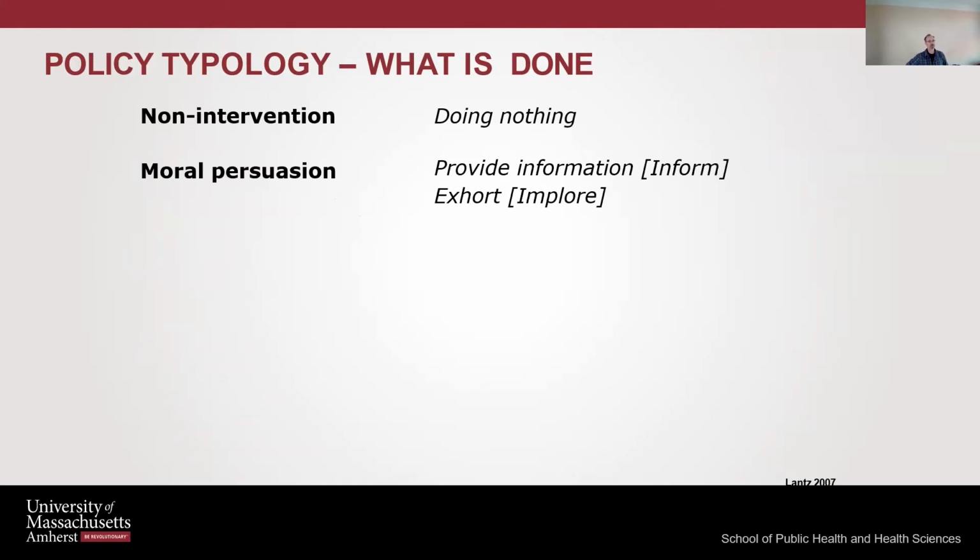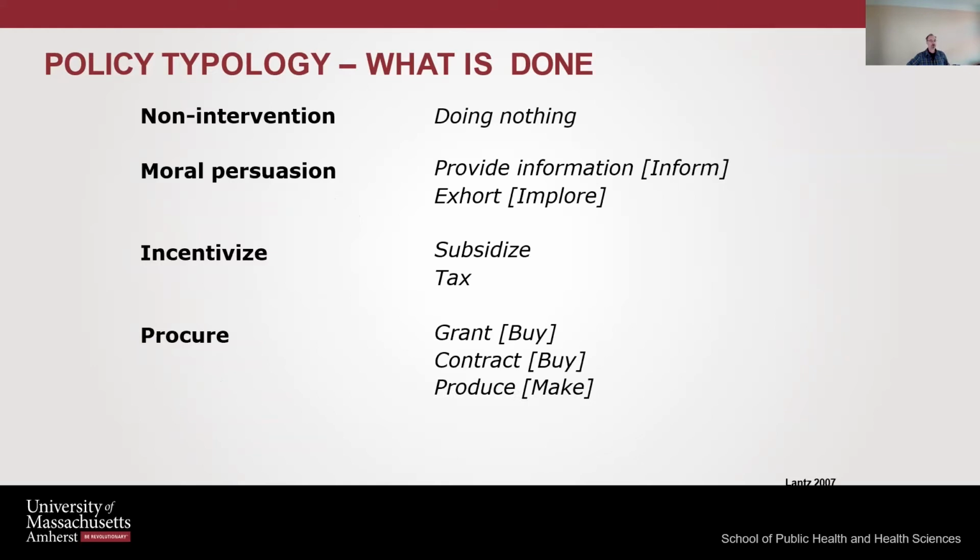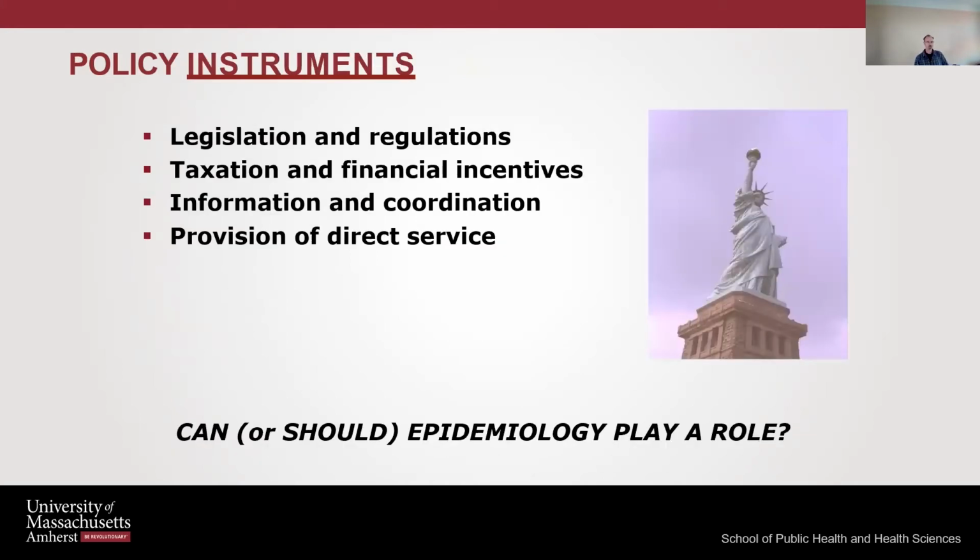What is done? The one thing you could do is nothing: non-intervention. What are you going to do? Make suggestions and then just do nothing. Moral persuasion: provide information about things and exhort or implore people to do certain things. Incentivize: subsidize or provide tax incentives. Procure: grant, buy, contract, produce, make, all of the things necessary to implement policy. And then finally, law and regulation. So I think you can see here that health policy is very wide, encompasses a lot of different things. It's not just written laws and books, but all kinds of other things to guide public behavior.